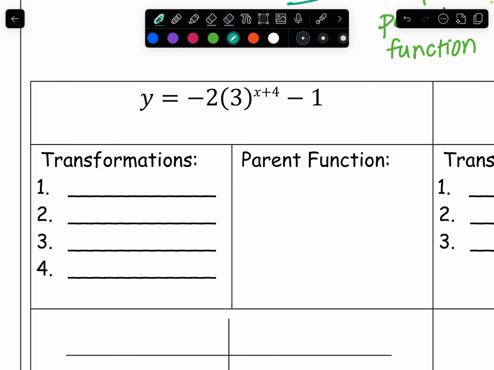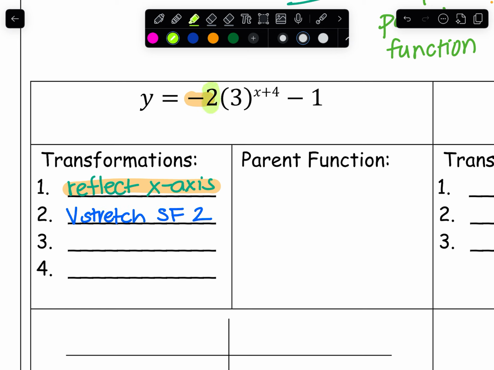Here we go. We have a reflection over the x-axis. That's that negative. I'll color code for today. Not that color. Let's try this color. There we go. Okay, and then we have that 2. That is that vertical stretch by a scale factor of 2. That's the 2 out in front. That 3 to the x power, that's our parent function.